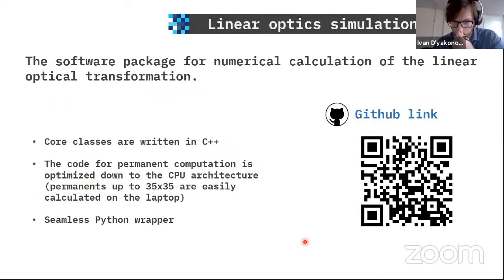At the very end here, I would like to advertise a little bit our numerical calculation package for linear optical simulations. We have developed quite fast code written in C++ to compute, for example, the permanent of a matrix and also the transformations of the linear optical device. It also has a quite nice Python wrapper, which makes it easy to use without any compilations during operation. There is a GitHub link over here.